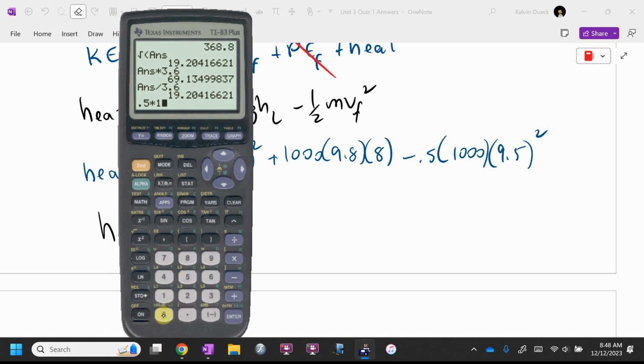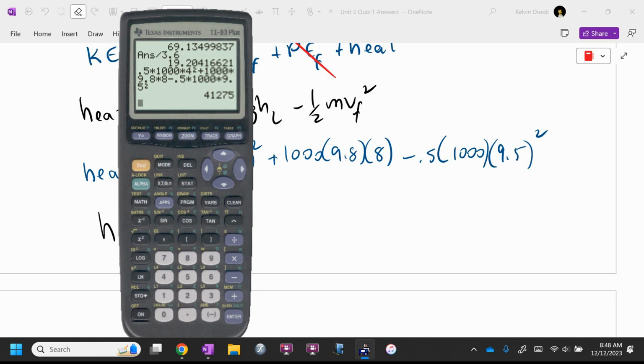0.5 times 1,000 times 4 squared plus m 1,000 g h 8, not 18, minus 0.5 times 1,000 times 9.5. Don't forget this 9.8. Don't forget the squared. Did you all get 41,275 or am I wrong? That's right.